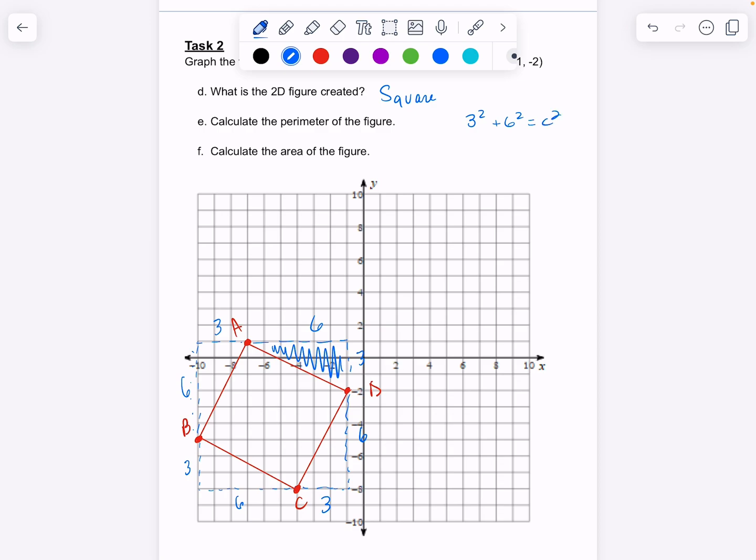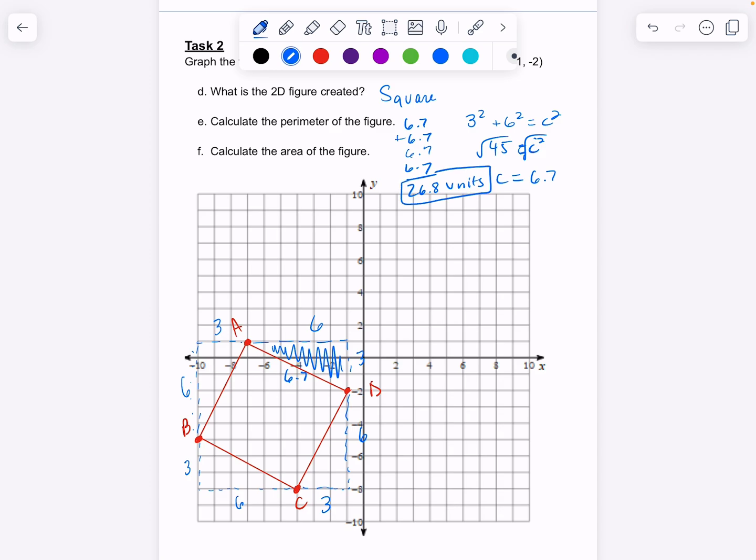And when I do that, I get 45 equals c squared. And when I take the square root, I get c, or the diagonal is 6.7. So to find the perimeter, I would just do 6.7 plus itself 4 times. And when I do that, I get 26.8 units as my perimeter.